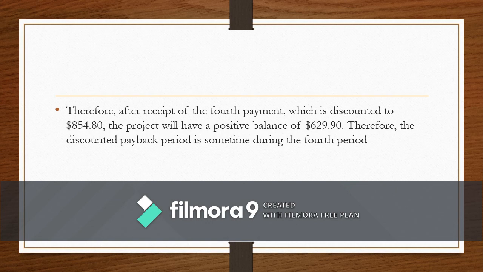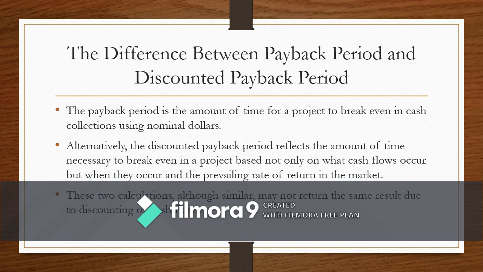Therefore, after receipt of the fourth payment, which is discounted to 854.8, the project will have a positive balance of 629.9. Therefore, the discounted payback period is sometime during the fourth period. The difference between payback period and discounted payback period.